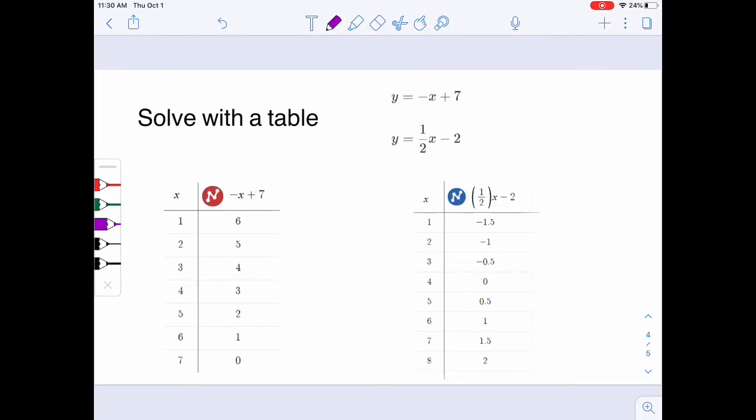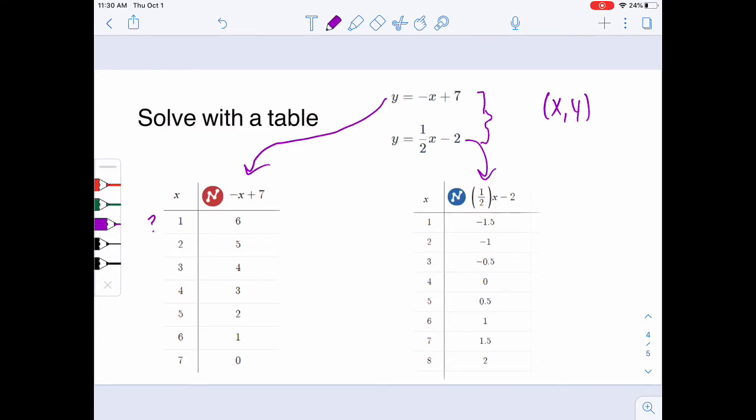Let's take a look at how to solve with a table. Make sure you've generated a table of values for both equations. Here's a table for equation 1, and here's a table for equation 2. What we're looking for is, again, an xy pair that exists in both equations, so it would show up on both tables. So let's take a look.